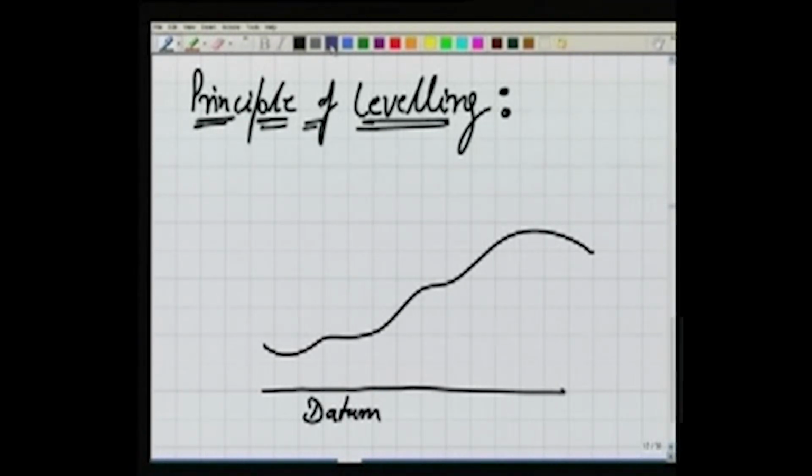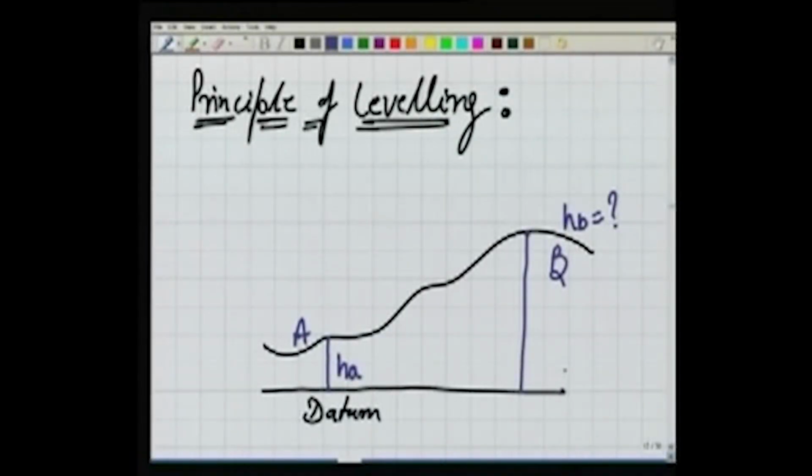and our job is we want to determine the relative difference between 2 points, or I can say it otherwise also. If I have a point A here and a point B here, I know HA, that means I know the RL of point A. I want to determine the RL of point B. HB is what? How to do it?